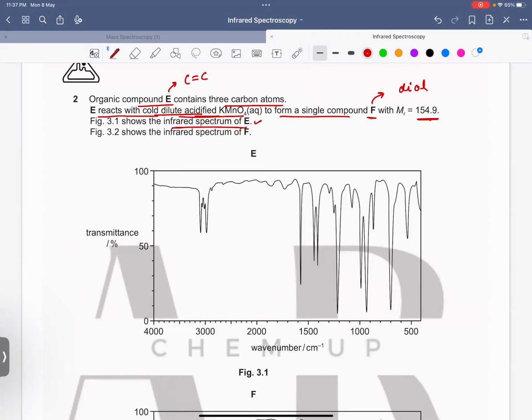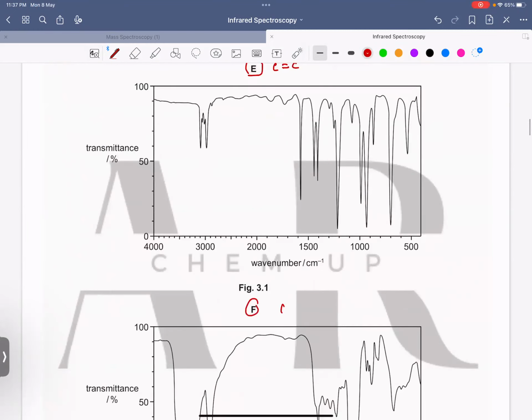Or it is an oxidation as well as addition, but it's a mild oxidation of alkene. So this one has a carbon-carbon double bond, and this one has a diol, that is, the 2 carbons have an OH bonded to them, right? Yes.